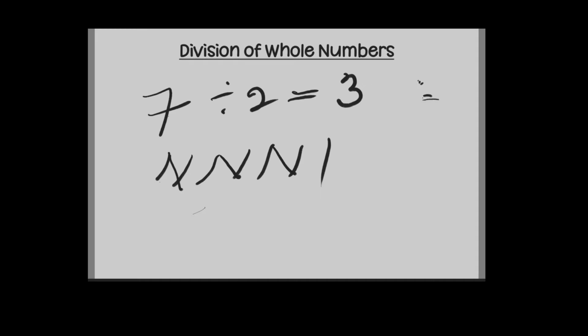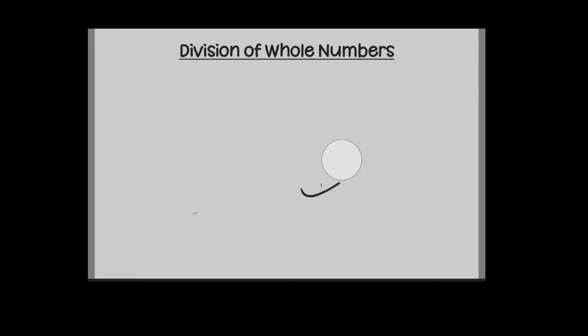Some people use small letter, some people use capital letter. It doesn't matter. So we have 3, remainder 1. Okay, so when you say 7 divided by 2, you can only have 3 sets. You're going to have 1 remaining. Let's do another example. Assume you're given 9 divided by 4.